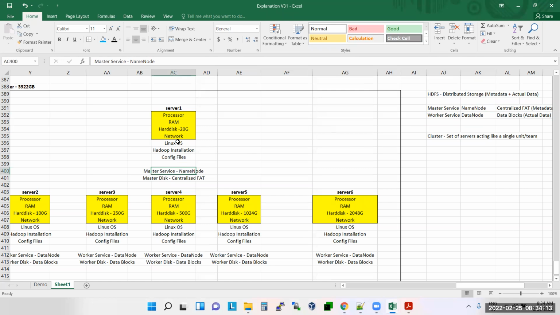Since this machine is running the name node service, can I call this a name node machine? Yes, sir. Since the other servers are running the data node service, I'll call them data node machines. So in a Hadoop cluster, I have one name node and multiple data nodes. Correct? Any questions till now?